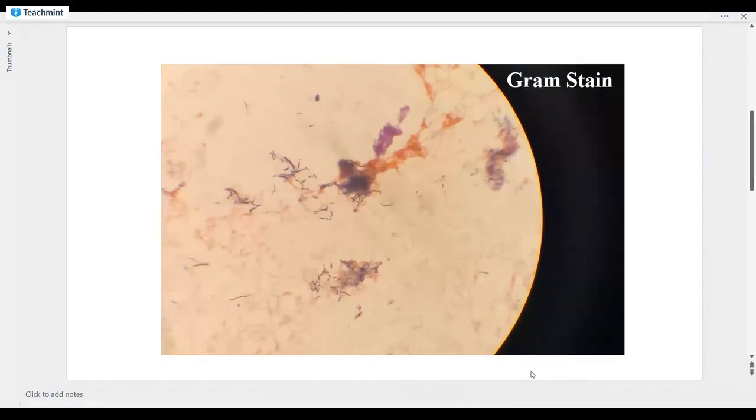So finally the staining process is over. Previously I have shown you that 3 slides are made. One is directly from the sputum sample and the other two slides are made from the colony.